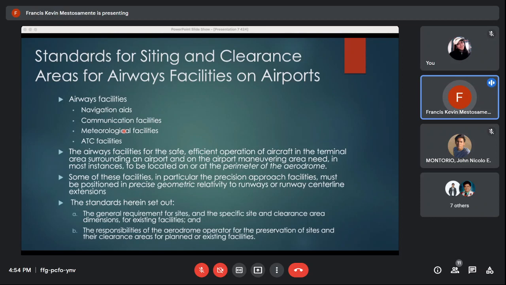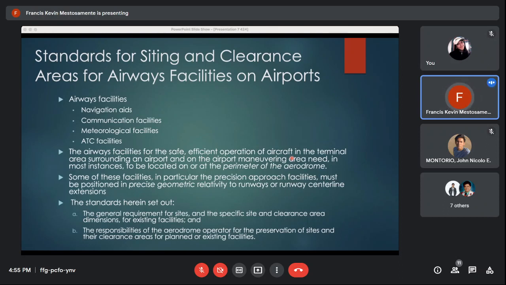So, minsan sa mga malalaking airport, may sarili silang mga weather instrument para magkaroon sila ng exact detail or data ng current weather condition on the airport. So meron kasi tayong, when you go into the operation, meron tayong weather na kinukuha from the Weather Bureau of the country and meron tayo nung exact weather condition from the airport na binibigay nila. And lastly, of course, kasama din dito is yung ating ATC facilities. So we could see here the airways facilities, safe, efficient operation of the aircraft.